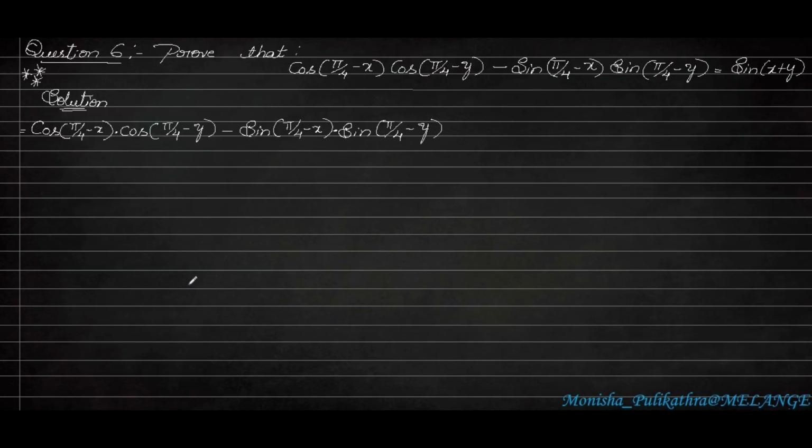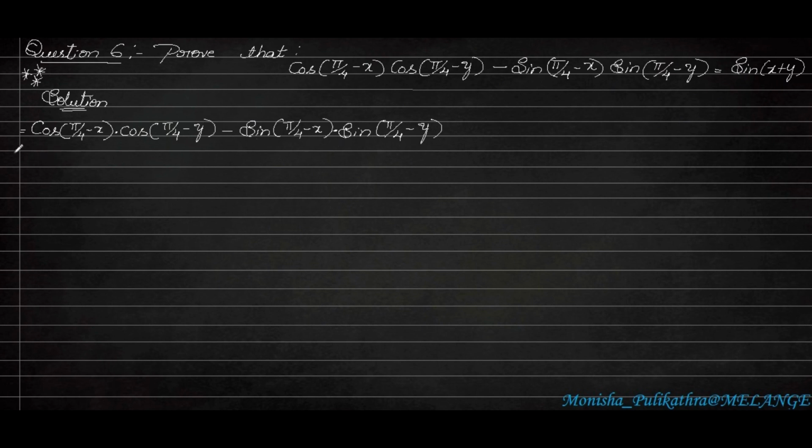Moving on to the sixth question. Prove that cos(pi/4 minus x) cos(pi/4 minus y) minus sin(pi/4 minus x) sin(pi/4 minus y) is equal to sin(x plus y). We need to simplify this question and prove that it is equal to sin(x plus y). I will write down the question once again.